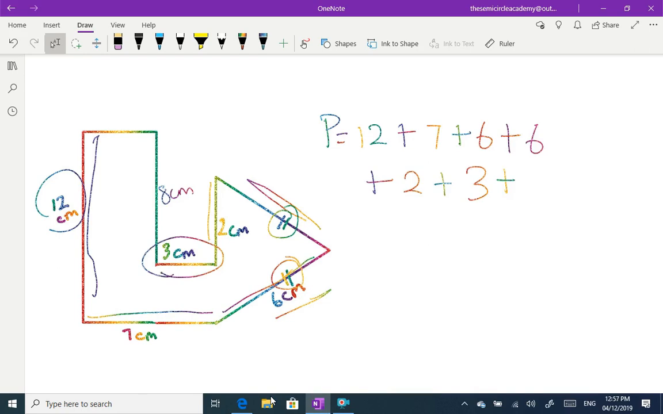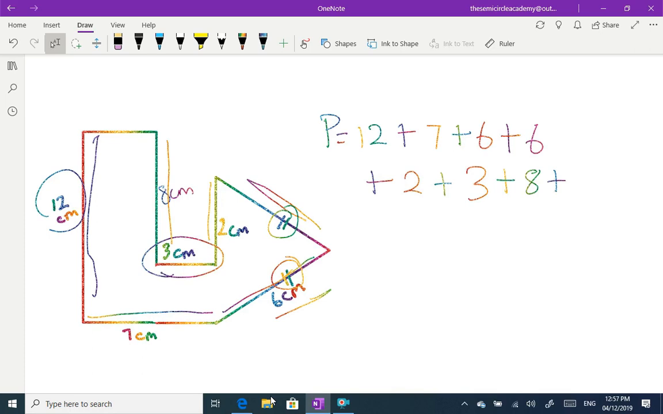Plus, we'll see that this is given to be 8 centimeters, so we'll add this side here to be 8. And let's just say that they didn't give you this one, so you have to figure out what this side is. And we could use reasoning.